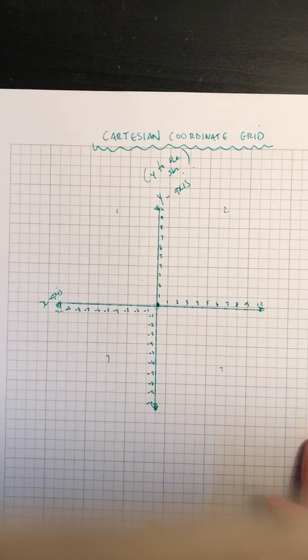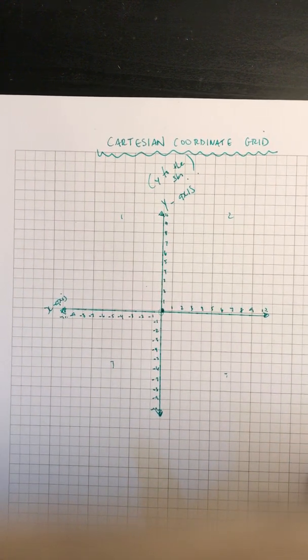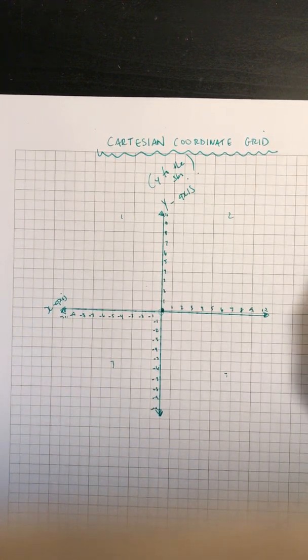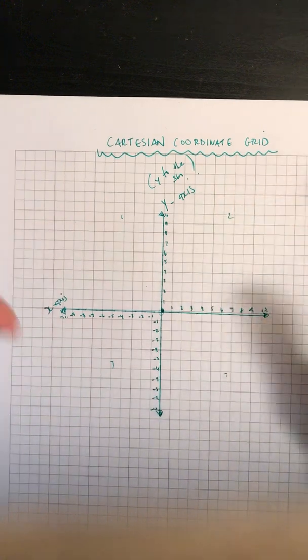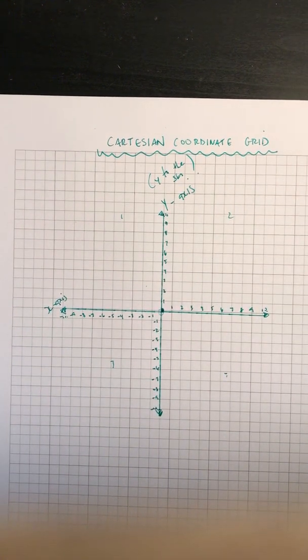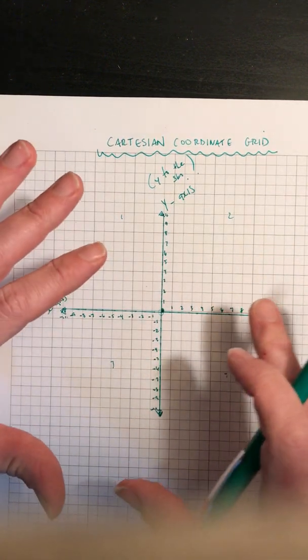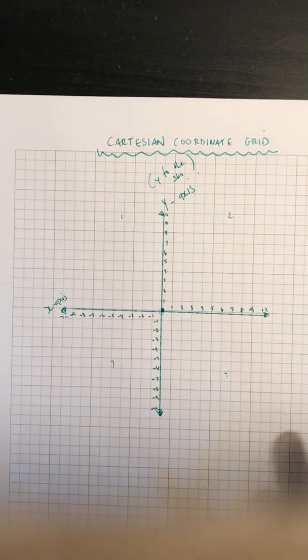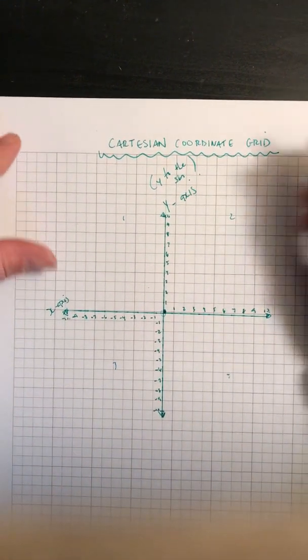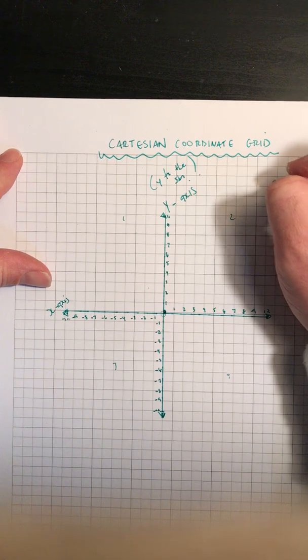Okay, so essentially, this is how we want to set up the Cartesian grid. So the next thing that we need to do is, once we have this, what's the point of it, right? We want to take coordinates, ordered pairs, and plot them on this grid system so that we can move them around. So let's put this up here.